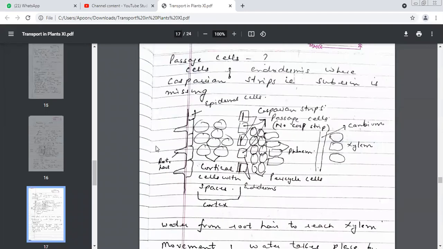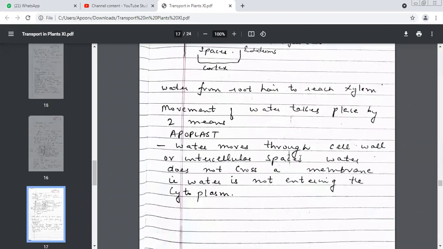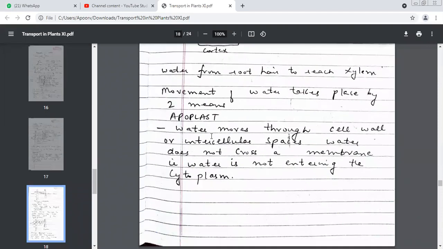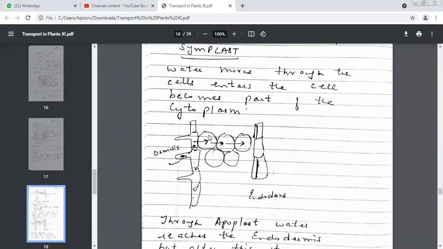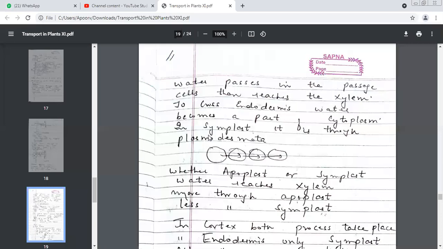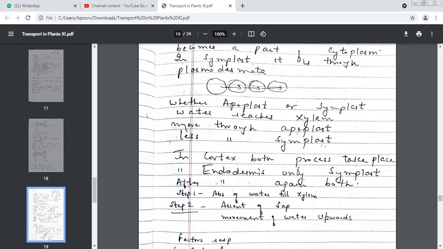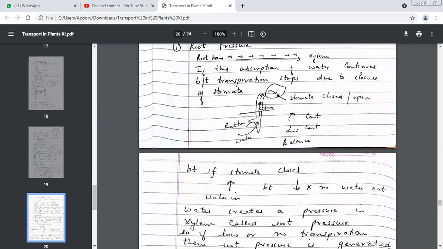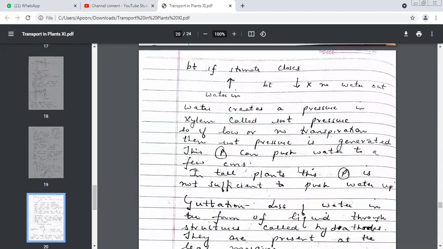Then there are two techniques by which water moves from root hairs to xylem. What are the two techniques? Apoplast and symplast. Okay, fine. Which one gives maximum amount of water? Apoplast. What were these spaces called in the plasma membrane where material moves from one cell to the other in symplast? Plasmodesmata.